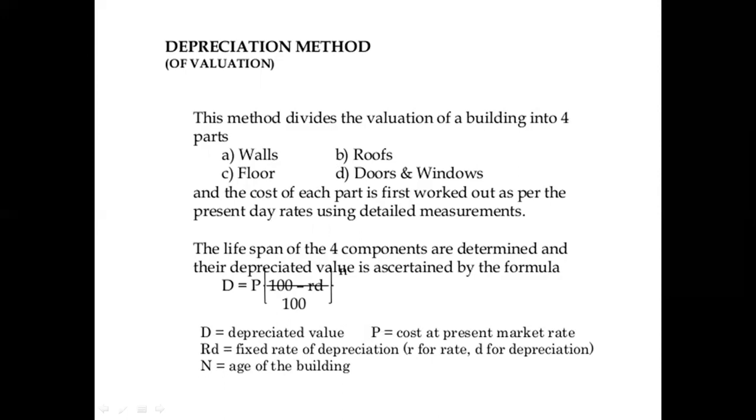The lifespan of the 4 components is determined and their depreciated value is ascertained by the formula D = P × (100 − RD)/100, raised to the power N. Here D is the depreciated value, P is the cost at present market rate, RD is the fixed rate of depreciation, R for rate, D for depreciation, and N is the age of the building.